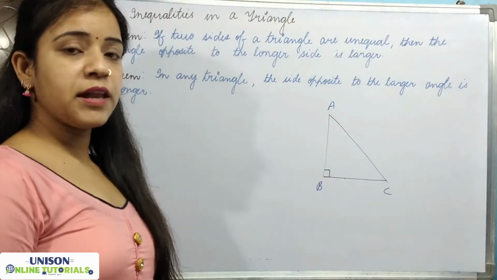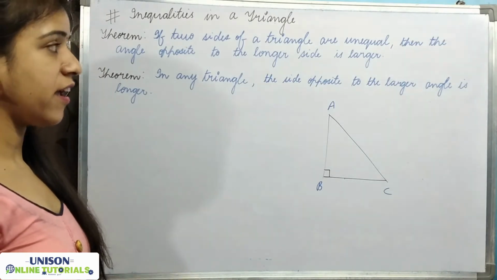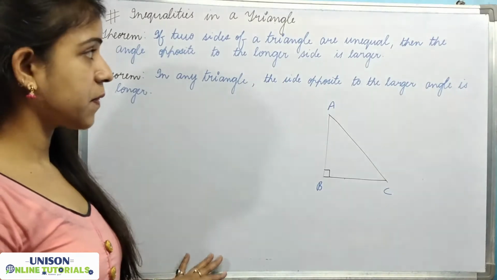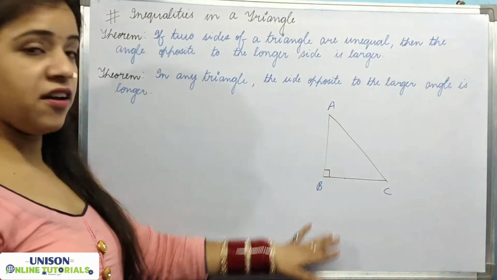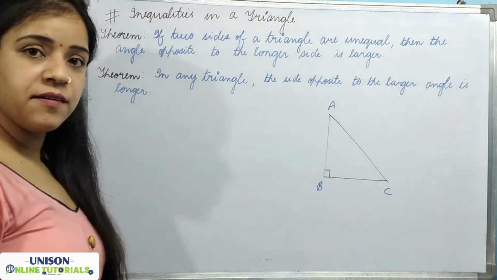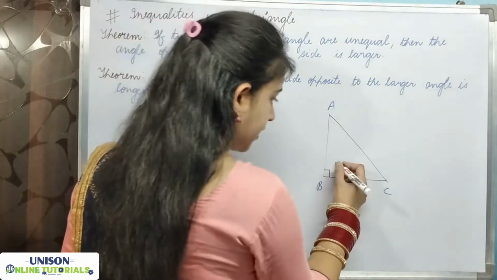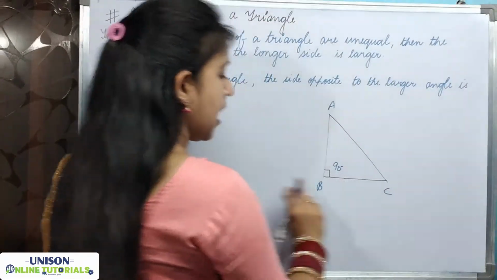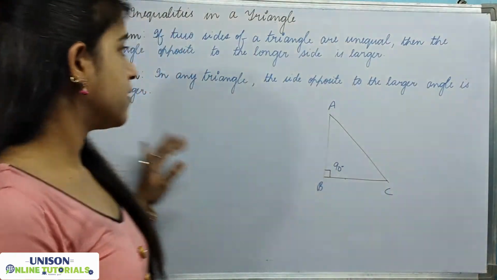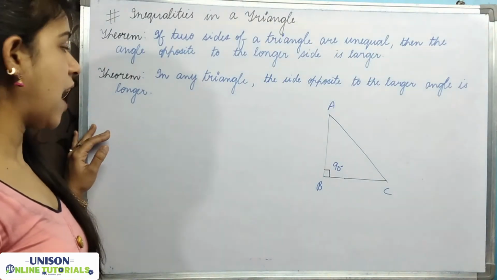Now we will discuss some inequalities in a triangle. So first theorem: if two sides of a triangle are unequal, then the angle opposite to the longer side is larger. You can see this right angle triangle ABC. You all know the hypotenuse is the longer side, and the angle opposite the hypotenuse, that is angle B, equals 90 degrees, and in this triangle ABC, angle B is the larger angle, so AC will be the longer side. Similarly, the converse of this: in any triangle the side opposite to the larger angle is longer.